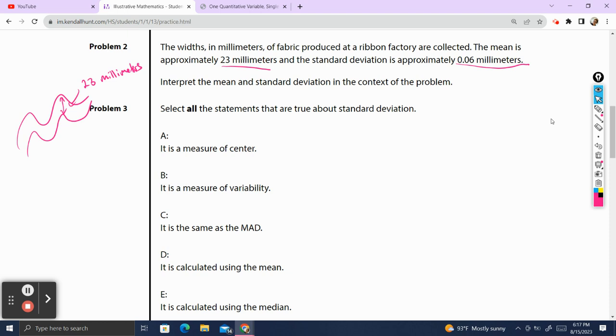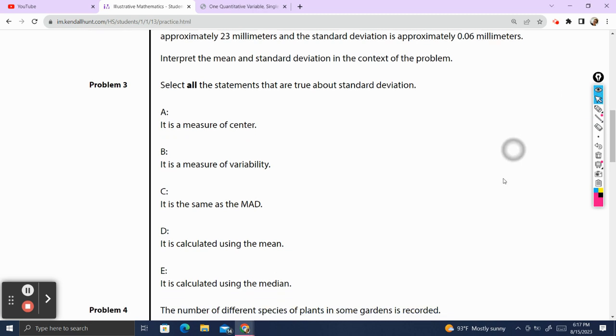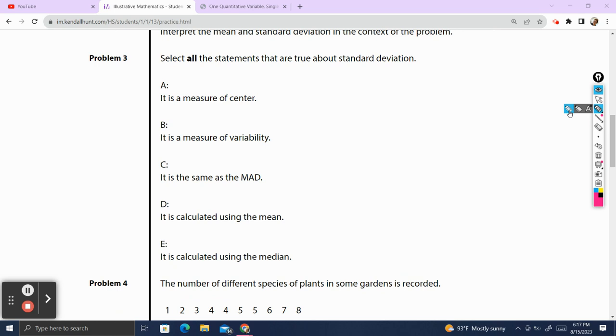Select all the statements that are true about the standard deviation. So, our standard deviation, is it a measure of center? No. The standard deviation is not a measure of center. That would be the mean, the median, or the mode. B, is it a measure of variability? Yes, it tells us how much our measure of center varies.